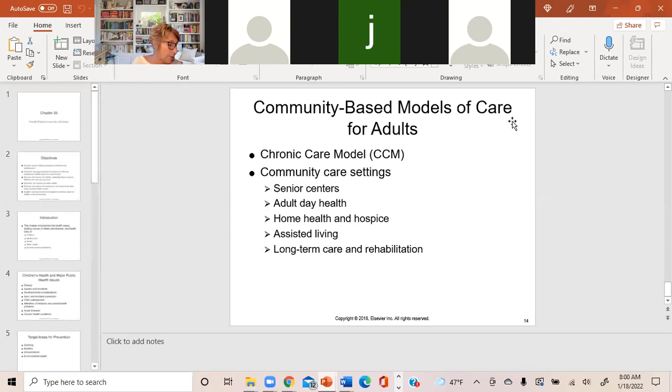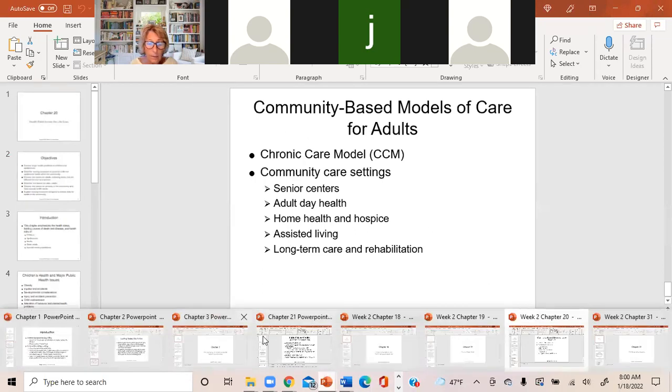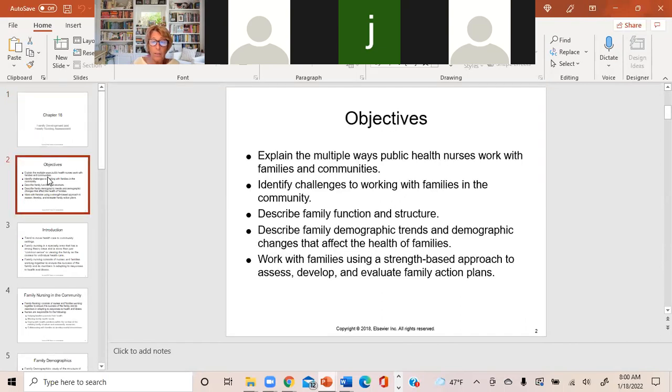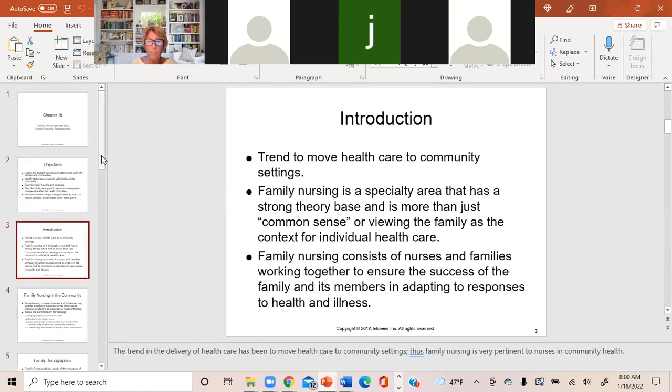Chapter 18, family development, we'll go through that in the study guide. How do you do a family? Chapter 18 is how do we do a family, where is it? Family development and family nursing assessment. Okay. So again, if I'm trying to simplify it for you, just if you can just be aware of how to articulate these objectives, that's where your studying should come from. Okay.